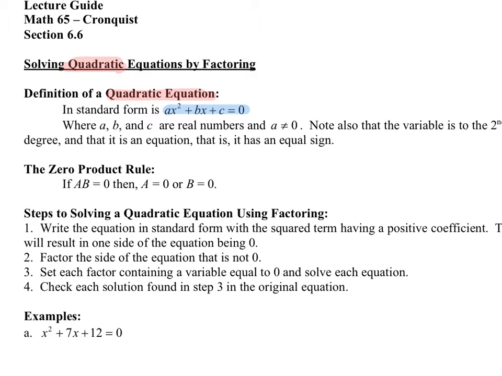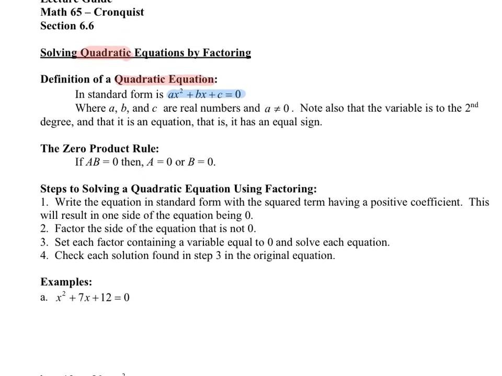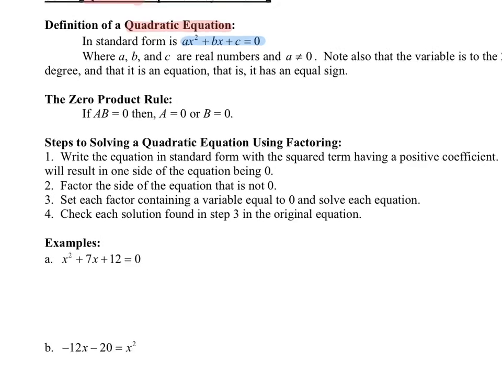So it could be a quadratic, and it is like 4x squared plus 5. That would still be a quadratic because it's still a degree 2 equation. All right. Note also that the variable is to the second degree.